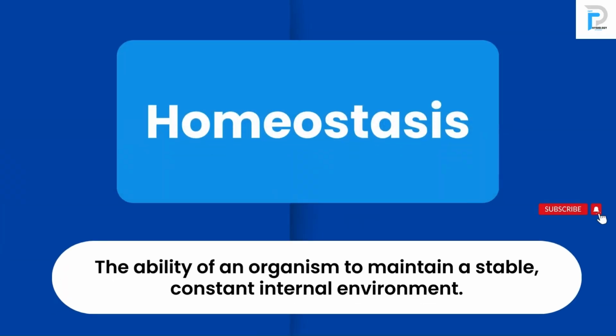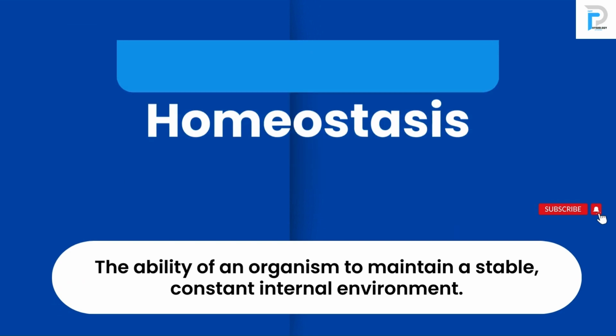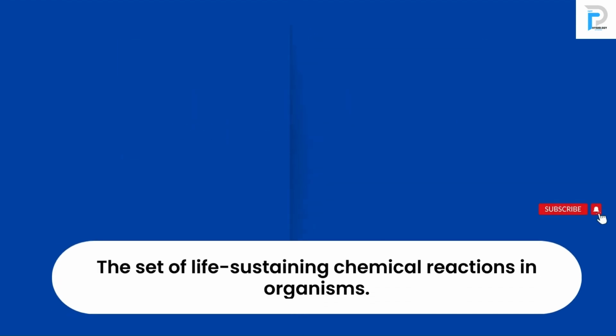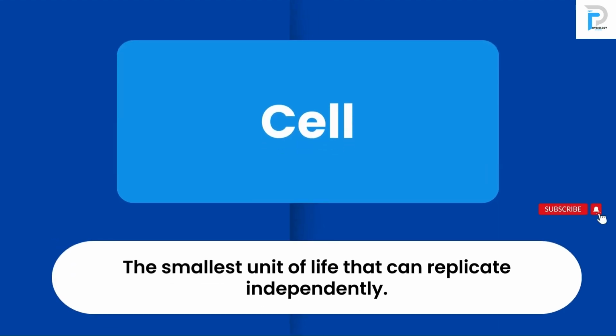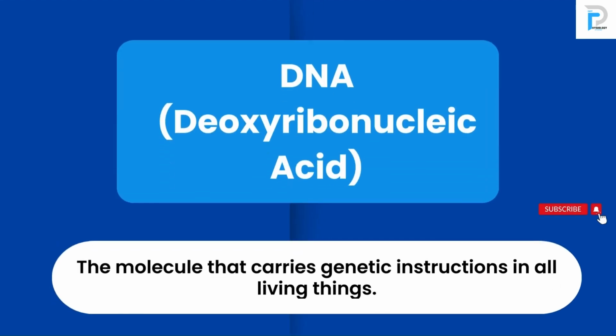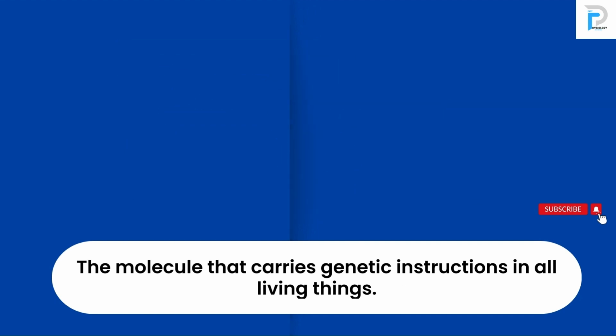Homeostasis. The ability of an organism to maintain a stable, constant internal environment. Metabolism. The set of life-sustaining chemical reactions in organisms. Cell. The smallest unit of life that can replicate independently. DNA, Deoxyribonucleic Acid. The molecule that carries genetic instructions in all living things.